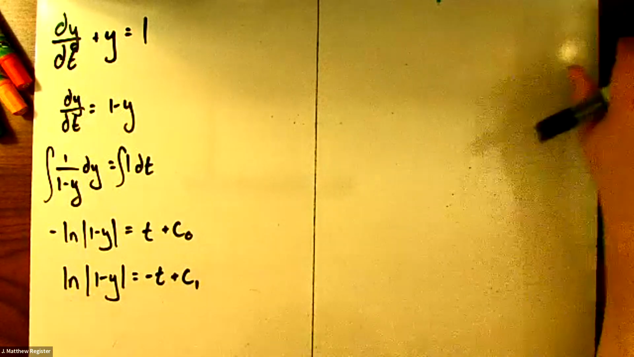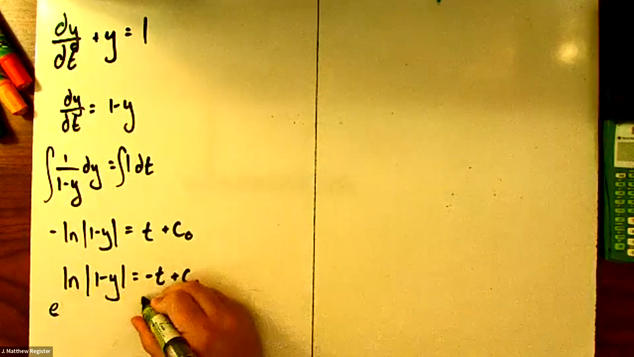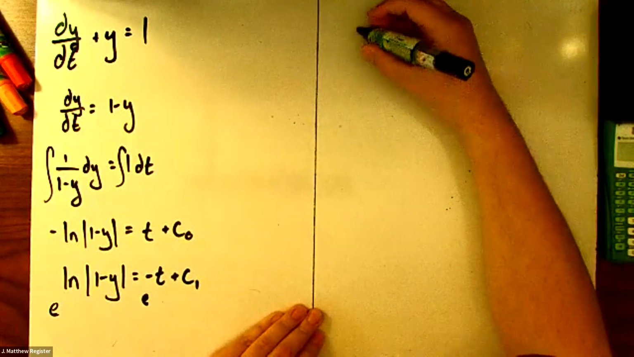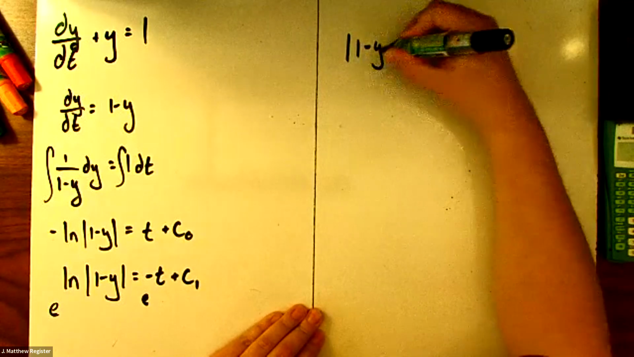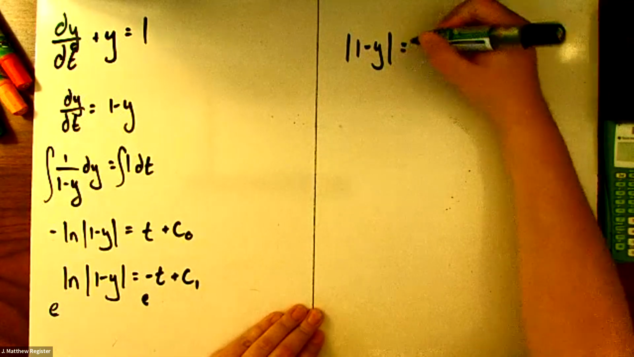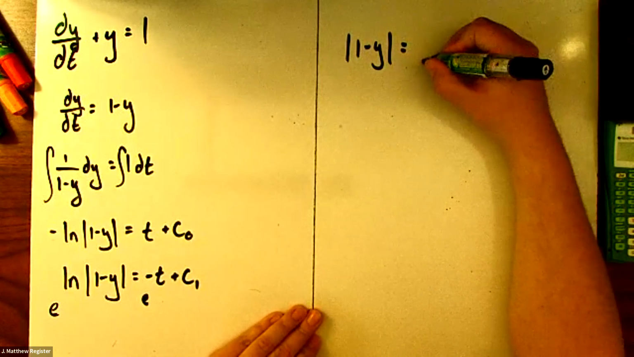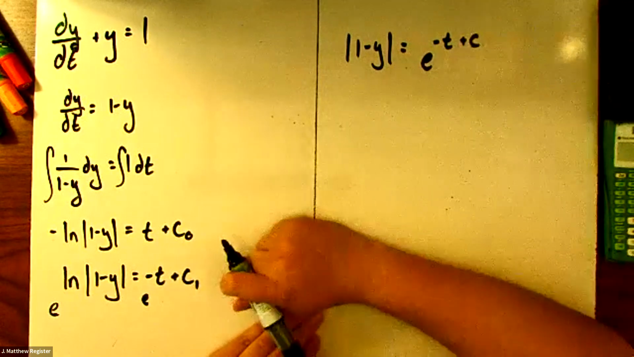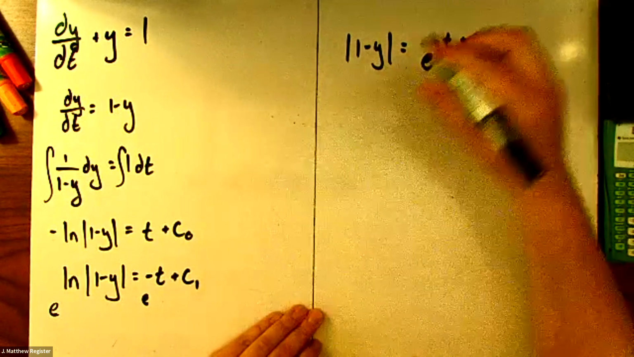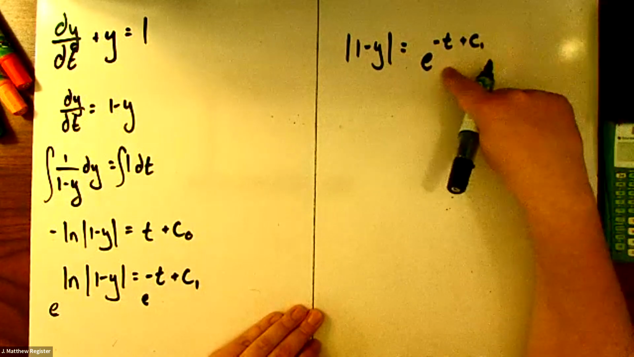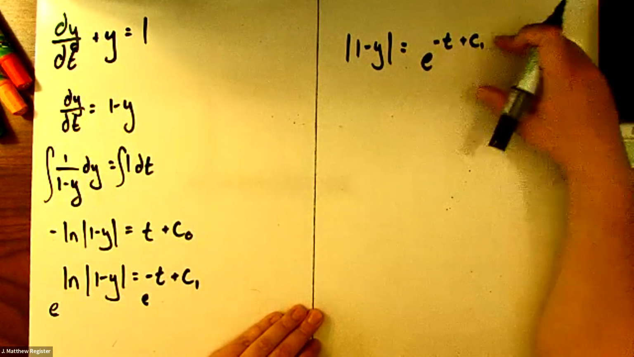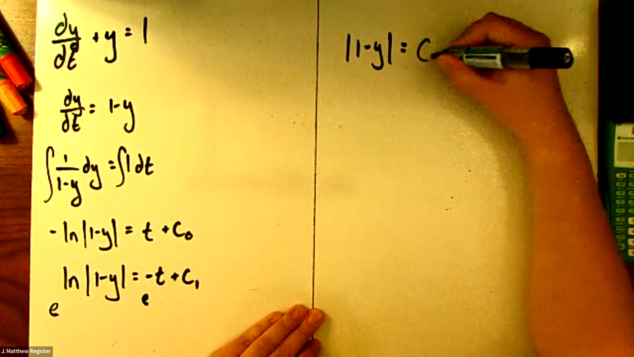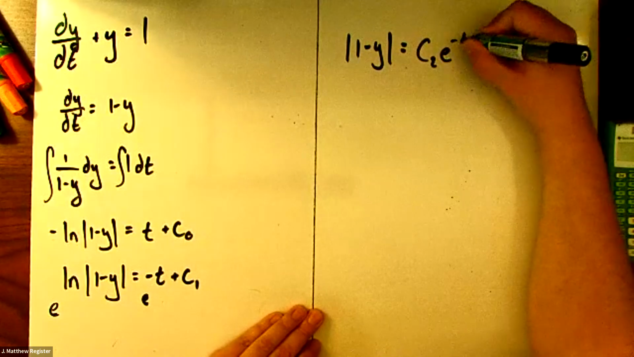To get rid of the natural log, we would need to do e to both sides. And doing e to both sides, we would get the absolute value of 1 minus y is equal to e to the negative t plus c1. But if you remember, when we have an e to the c1, we can actually bring that out and make a new constant out of it, which would make this a c2 e to the negative t.